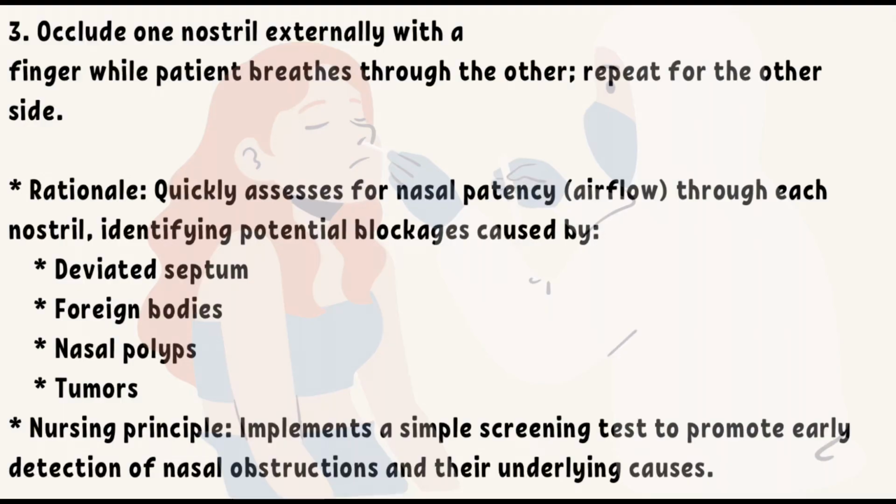3. Occlude one nostril externally with a finger while the patient breathes through the other, then repeat for the other side. Rationale: Quickly assesses for nasal patency, airflow through each nostril, identifying potential blockages caused by deviated septum, foreign bodies, nasal polyps, tumors. Nursing principle: Implements a simple screening test to promote early detection of nasal obstructions and their underlying causes.